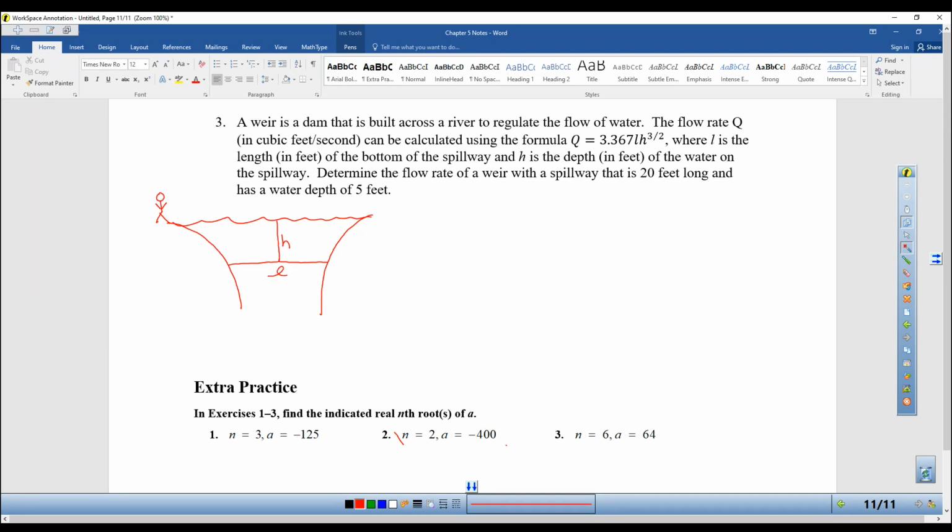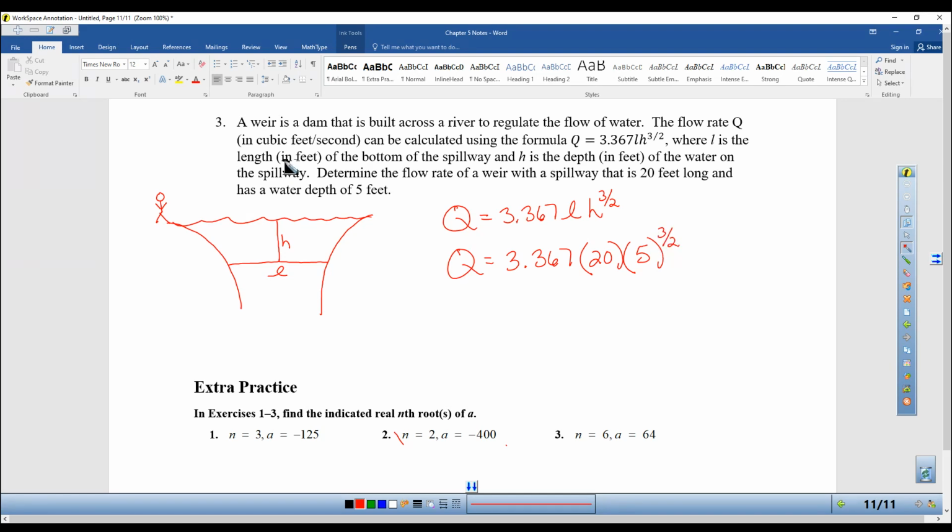Determine the flow rate of the weir, so Q equals 3.367, there's an L in there, that's not a 1, L, h to the 3 halves. So 3.367, L is equal to 20 feet long, and water depth of 5 to the 3 halves.